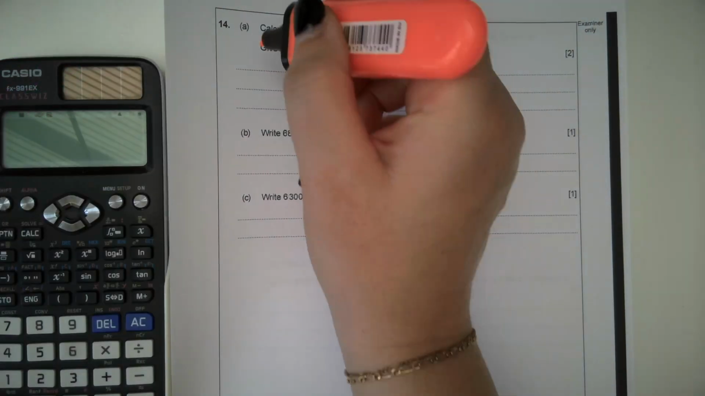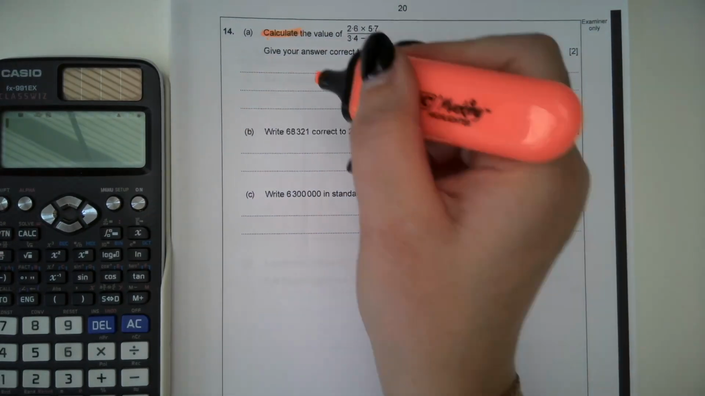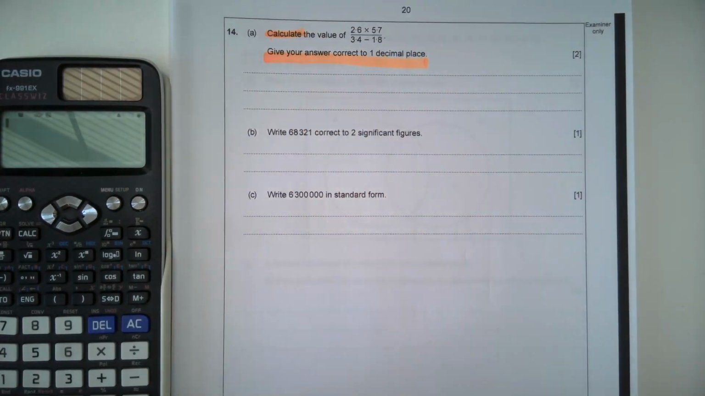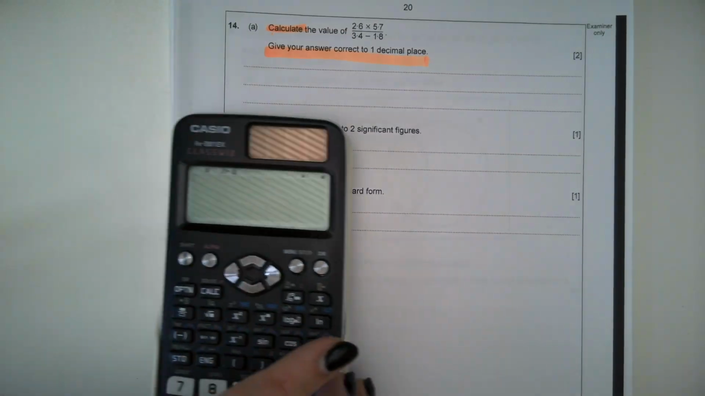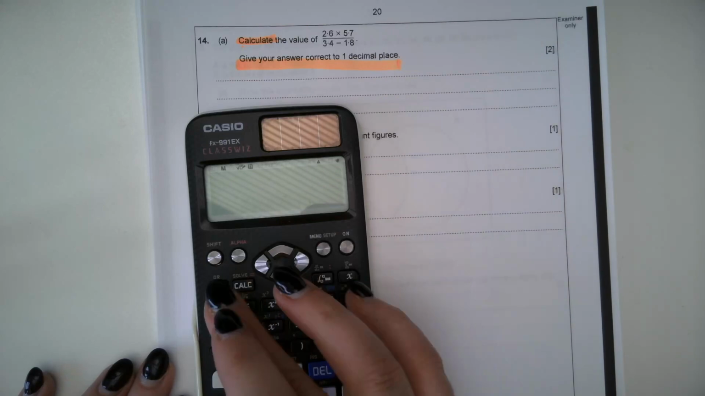Question 14. Calculate the value of the sum there. Give your answer to 1 decimal place. So this is a use of a calculator question. So I'm going to copy this exactly as it is into my calculator. So everything's in a fraction, guys.